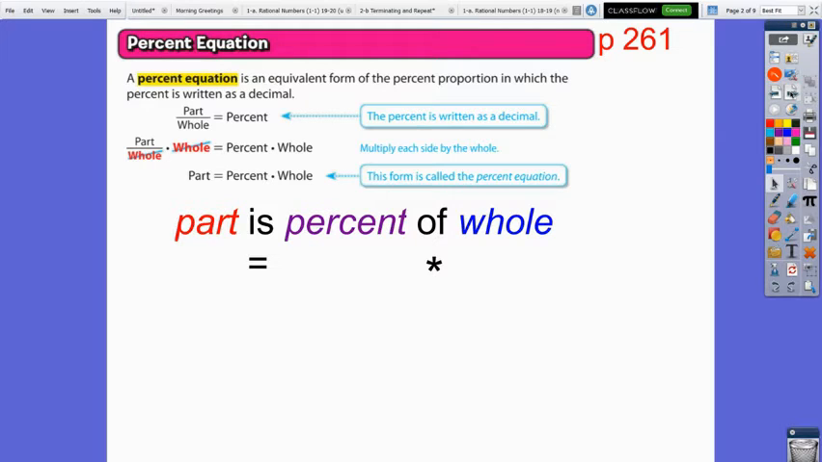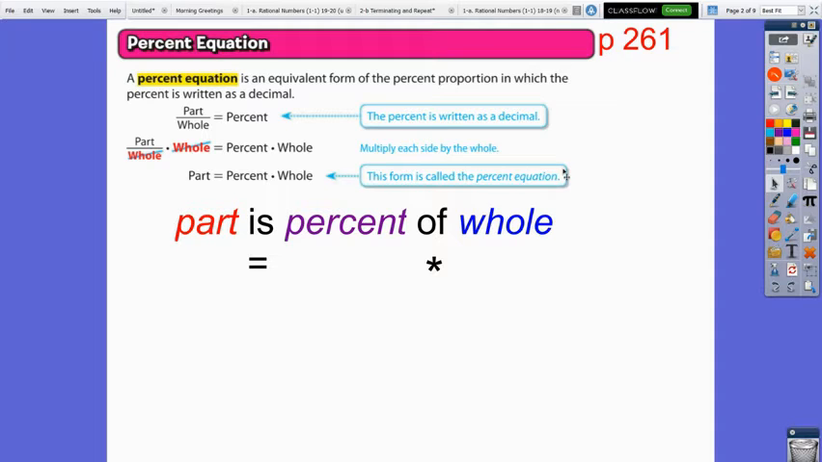Okay, so the percent equation is another way to solve percent problems. Basically the percent equation rewrites the percent proportion. I'm on page 261 in the book. Part over whole equals percent over 100. And instead of writing percent over 100, you change this to a decimal, right? So the percent divided by 100 is the percent as a decimal, and you get that by moving the decimal point 2 places to the left, right? So when you write the percent as a decimal, you can then use it in what's called the percent equation, which is part equals percent times whole. Part equals percent times whole.